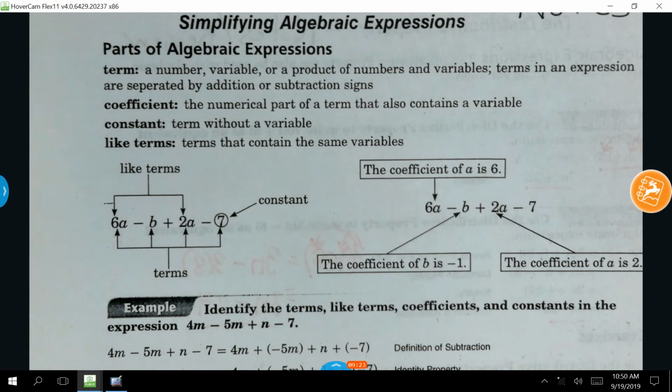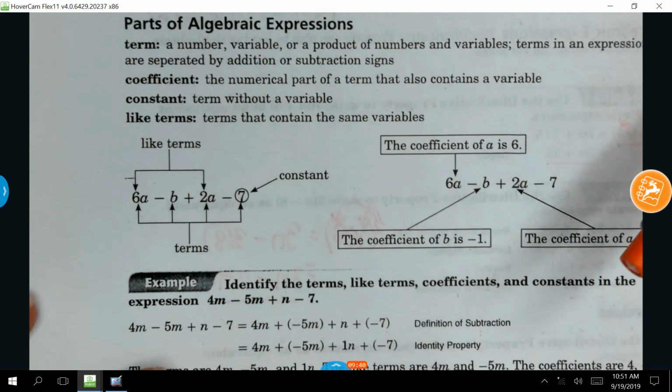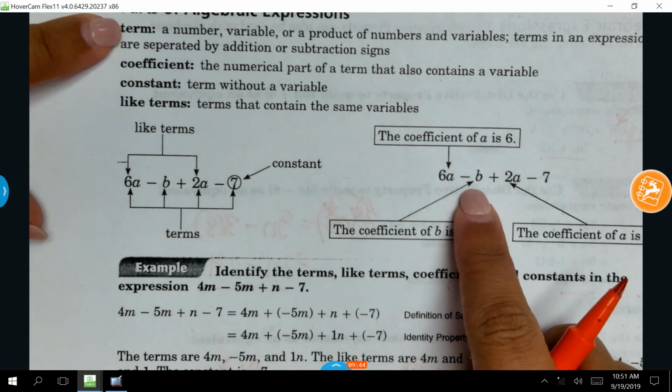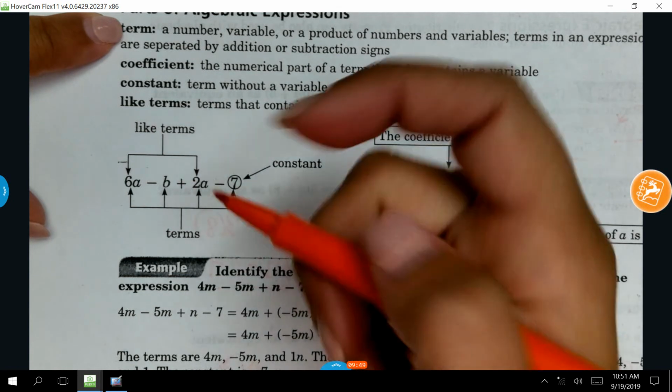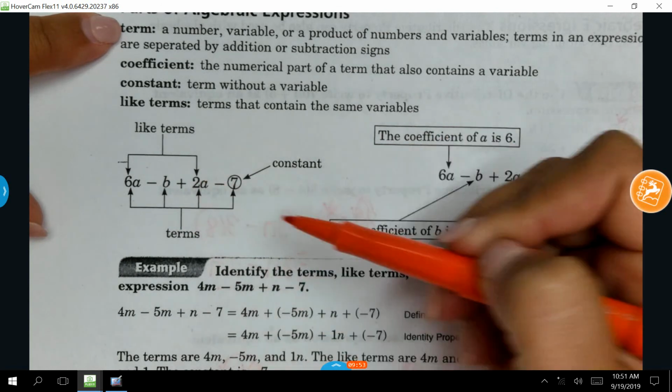So just an expression, yeah, it's an expression that has letters in it. So just a regular expression is like 2 minus 5, right? An algebraic expression would be 2x minus 5. It has numbers and letters, okay? So if we look at these examples of algebraic expressions right here, my terms, those are every little piece of that expression. So my terms are 6a, negative b, 2a, and negative 7.